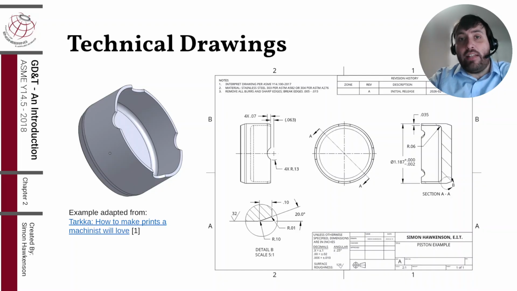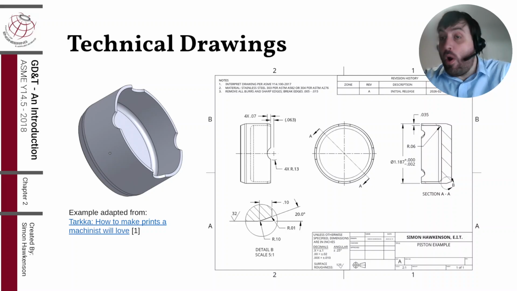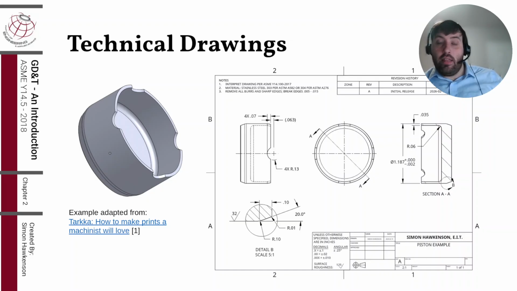Okay, so let's start with technical drawings. We all know what a technical drawing is, right? There are many different types of technical drawings, but I would say the two most common ones, at least for mechanical engineers, are the detail drawing, which is what you see on the screen here, and the assembly drawing, which is often shown with an exploded view.